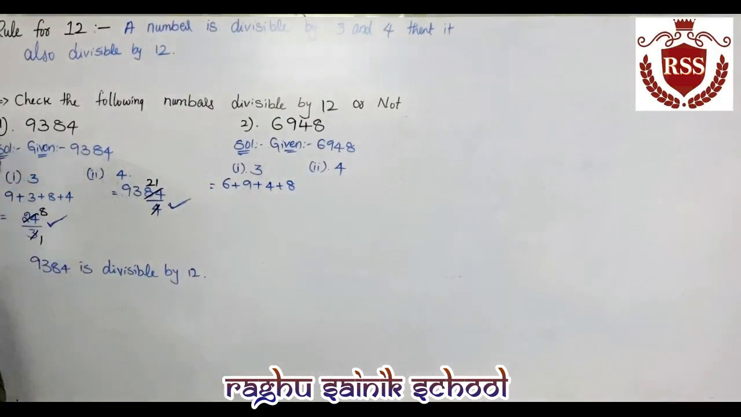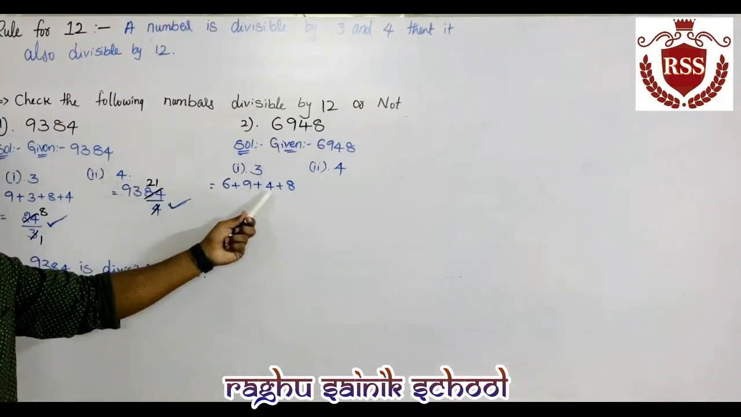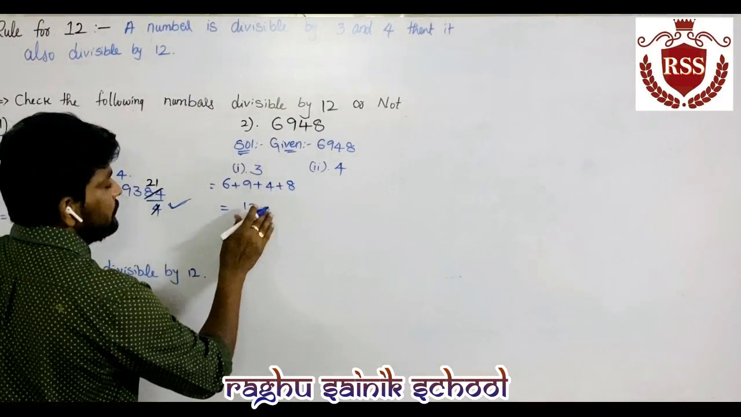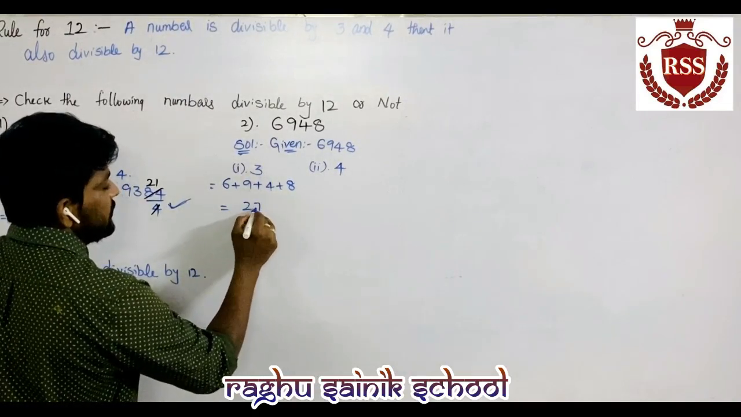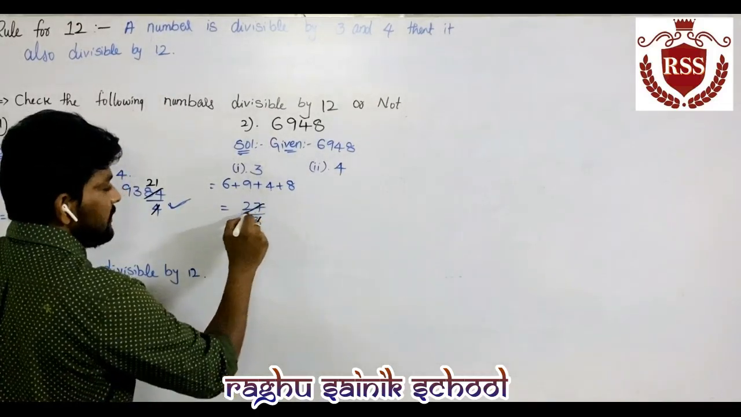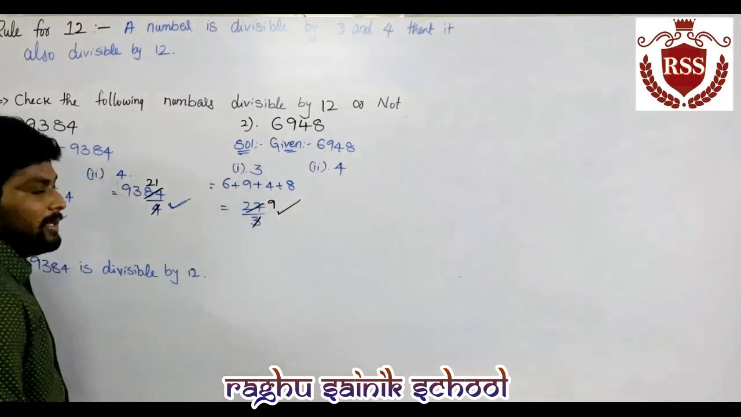6 plus 9 is 15. 15 plus 4 is 19. 19 plus 8 is 27. Is 27 divisible by 3 or not? Yes, 27 is divisible by 3. 3 nines are 27. Yes, it is divisible by 3.